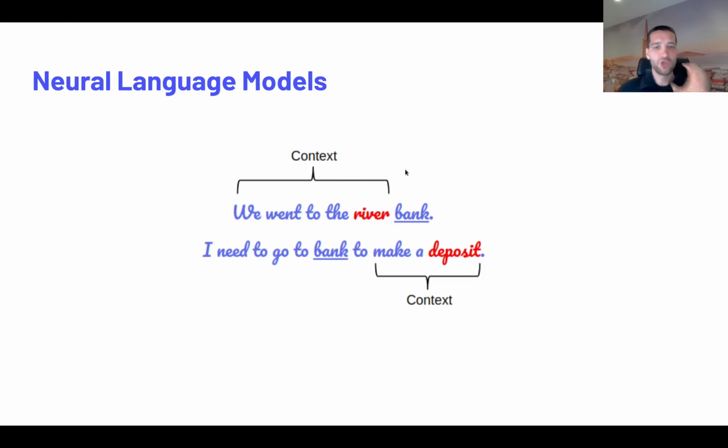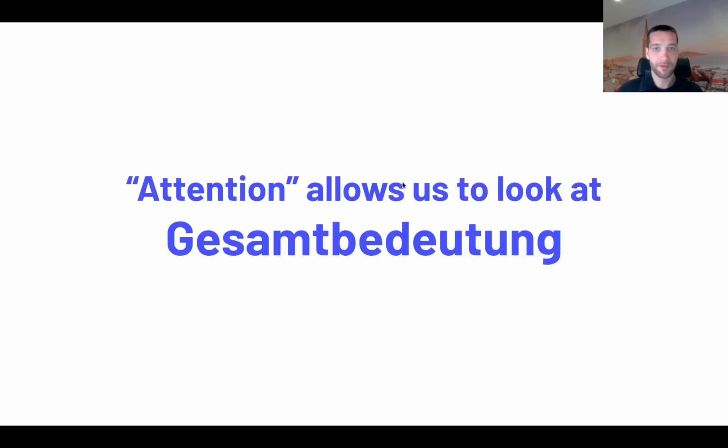And so this new wave of deep learning language models address this problem. Those models generate embeddings of words within the context of the sentence, because it's the context that actually changes which meaning we should use for that word. And this mechanism is called attention. And so attention allows us to look at the totality of the sentence. And of course, there's a German word for that concept, Gesamtbedeutung.